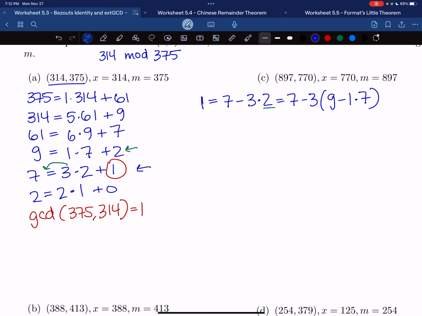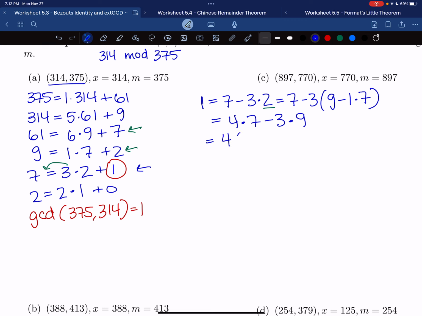And now I can move things around a little bit. I've got 1 times 7 plus 3 times 7, so I've got 4 times 7 minus 3 times 9, I think, is what I end up with there. And I can go ahead and keep moving that around. I've got another way to write 7, and so I can extend it further.